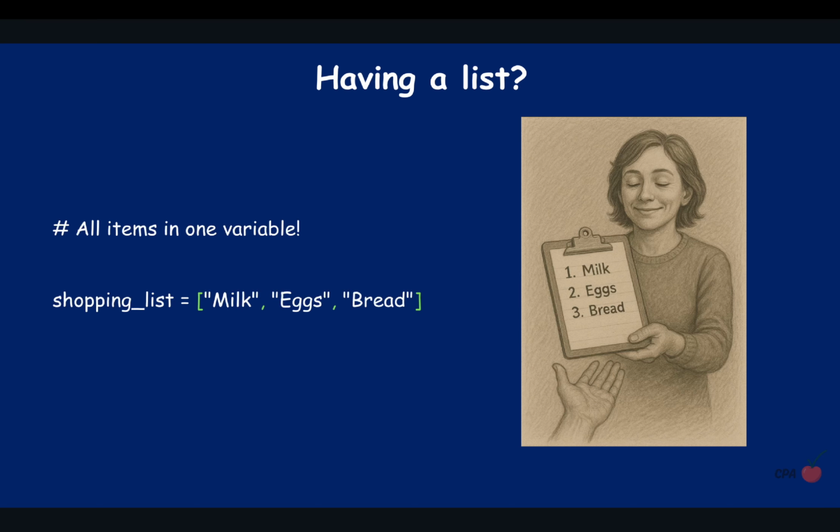We create a list using square brackets, and we separate each item inside with a comma. For example, our shopping list now has three items: milk, eggs, and bread. Now, all our items are neatly organized in one place inside our shopping list variable, so much cleaner.